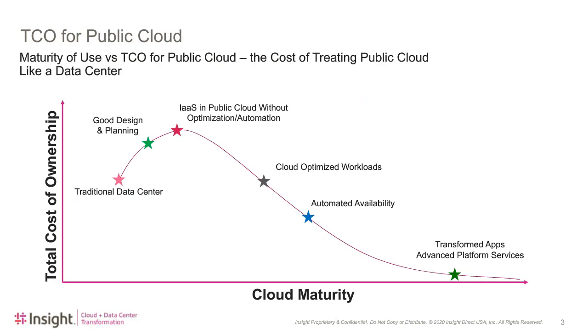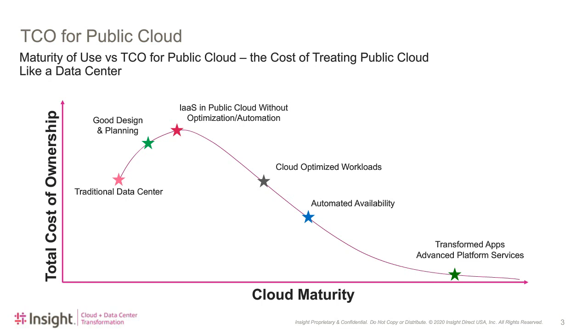The total cost of ownership for public cloud, I've depicted here on a curve. And if you look at the left, the traditional data center costs, you've done some optimization there. You have scale probably in your current data center, but you're looking at moving to the cloud, and maybe you decide to do a lift and shift. Well, you've got a green star if you look here for good design and planning, because you need to do that before you go to the cloud. Don't do it after you go to the cloud. You'll see what happens there next.